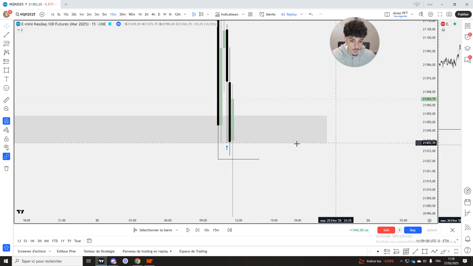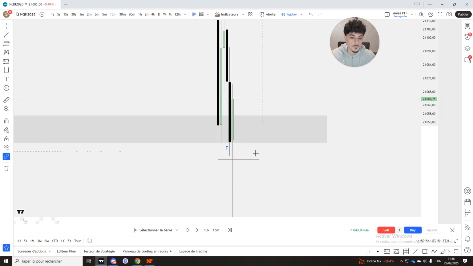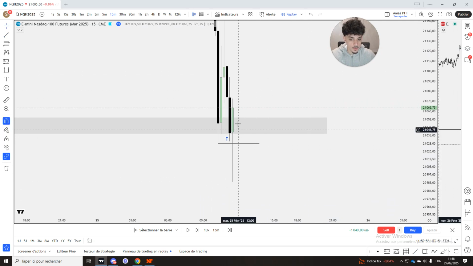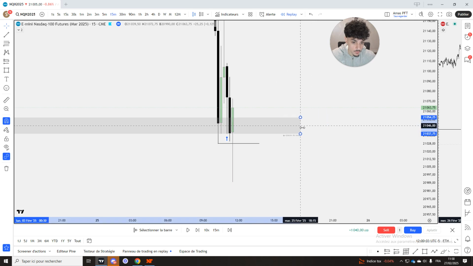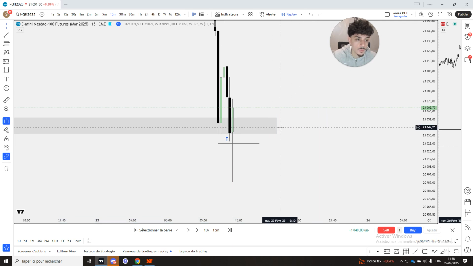As you can see right here, I marked out the low of the gap and the bodies are respecting the fair value gap. Wicks do the damage, body tells the story. So right here, if we sweep sell side and the bodies close back inside the range of the fair value gap, it means that we're still delivering from bullish PD arrays and we should remain bullish.